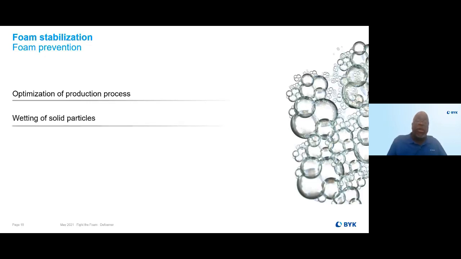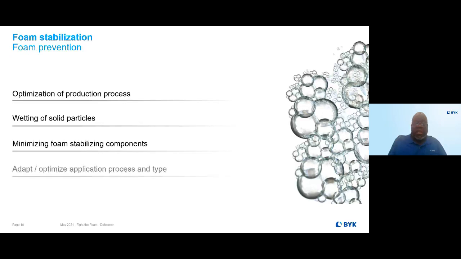But one way to prevent foam is to optimize the production process. Another is to pre-wet all the solid particles so you don't have to mix as long when you're producing. And minimizing foam stabilizing components. In other words, if there's a way you can take certain items out of your formulation to prevent foam, that's a good thing. And the final way is to adapt or optimize application processes and types. However, that is not an easy answer. Therefore, we have defoamers.